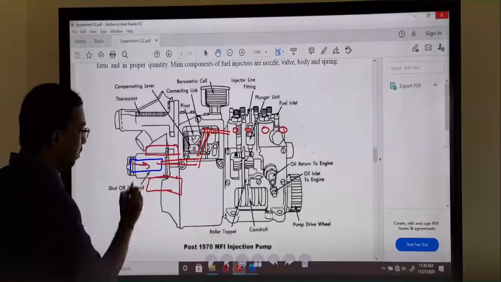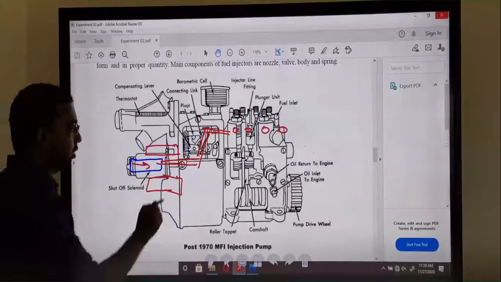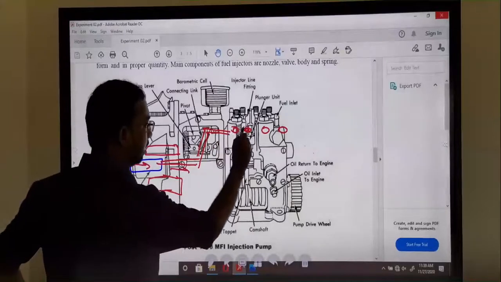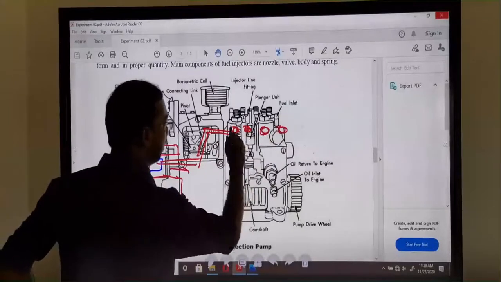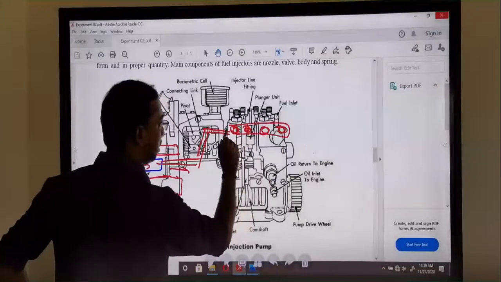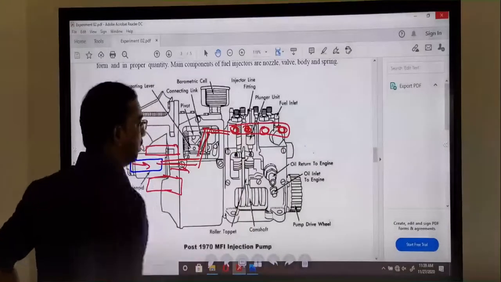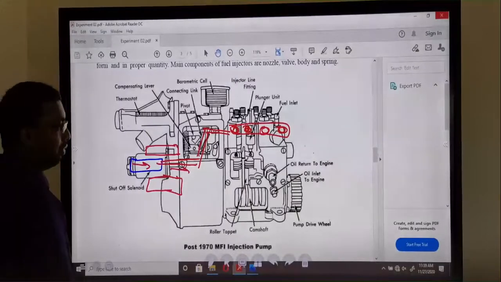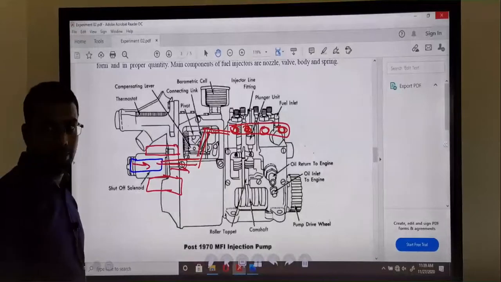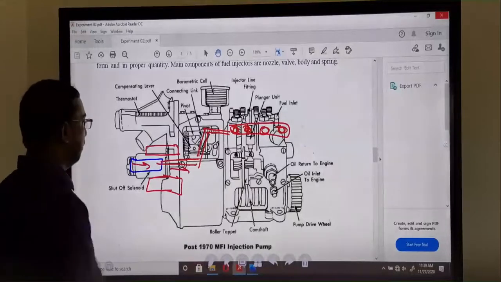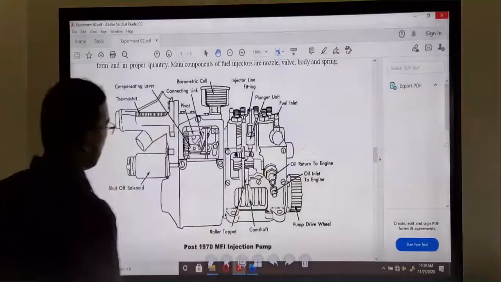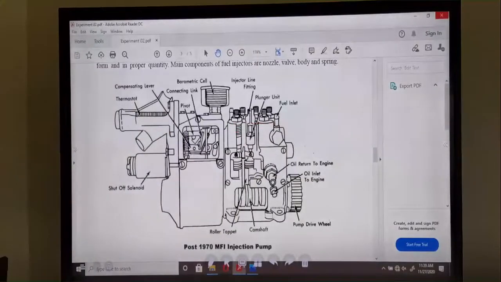This plunger is moved this way, so this lever also moves like this. At that time, this supply port will be closed because of this movement. This type of technology is used here to avoid the fuel supply when the engine is not in starting or working conditions.